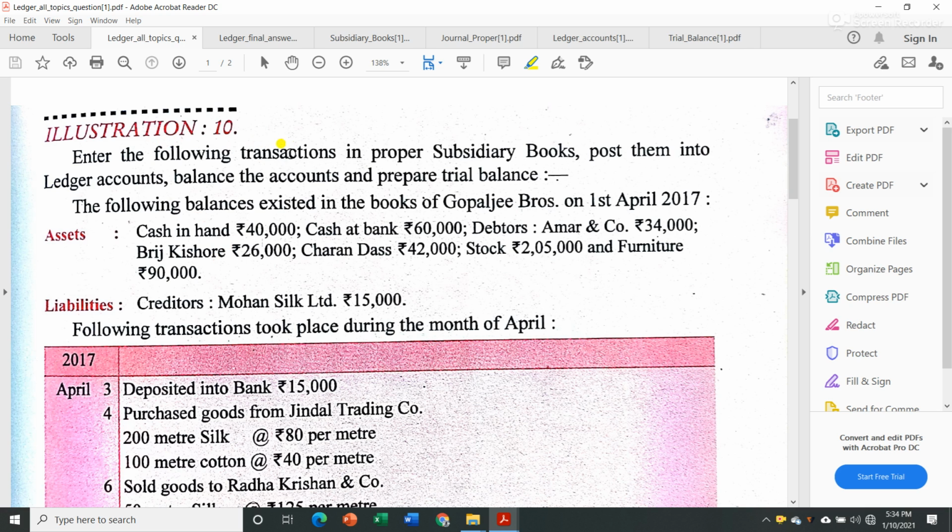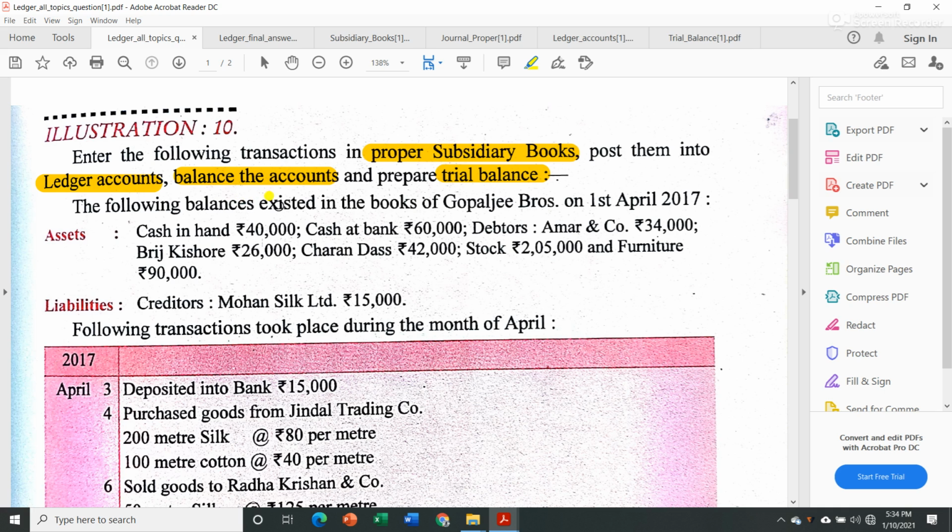Enter the following transactions in proper subsidiary books. That means there will be different subsidiary books like cash book, purchase book, sales book, purchase return book, journal proper, etc. Then we have to post them into ledger accounts, balance those accounts as well, and at last prepare the trial balance. So it is a very lengthy procedure. That is why I instruct you to read the question carefully before starting your answer. Now let us read the question.